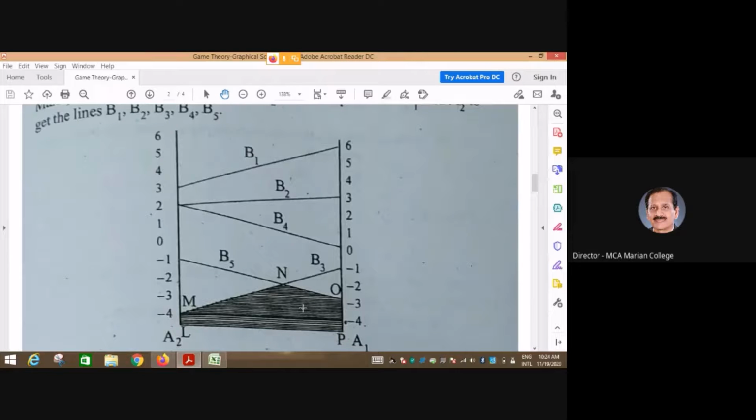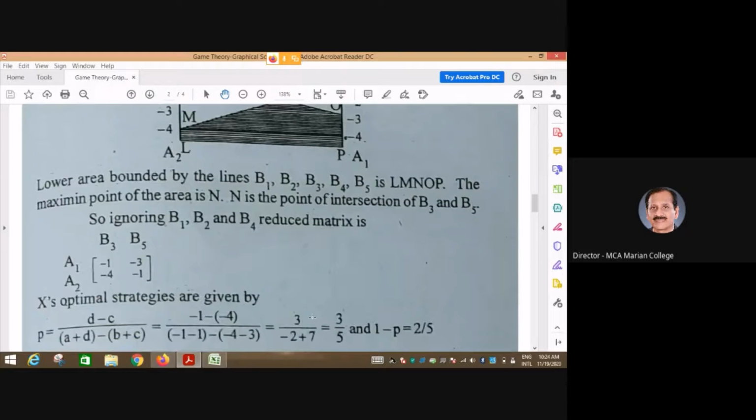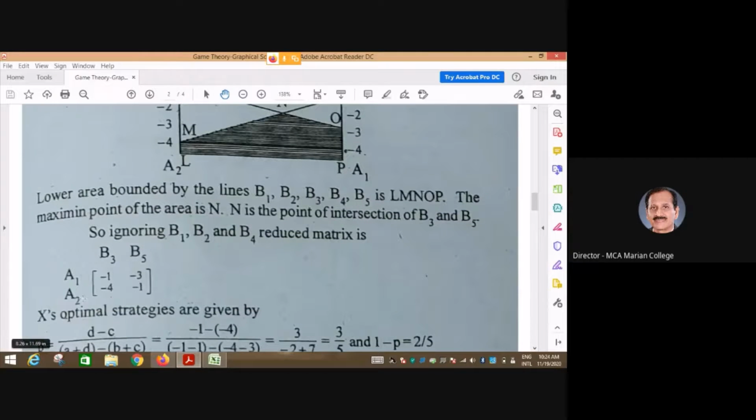Now you consider the 2 by 2 matrix, A1, A2, that is the strategies of the player X. And for player B, we need to consider only B3 and B5. We can ignore B1, B2, and B4. And this is the reduced matrix. So just like using dominance property, here also you can reduce the matrix into a 2 by 2 matrix by using the graphical method.